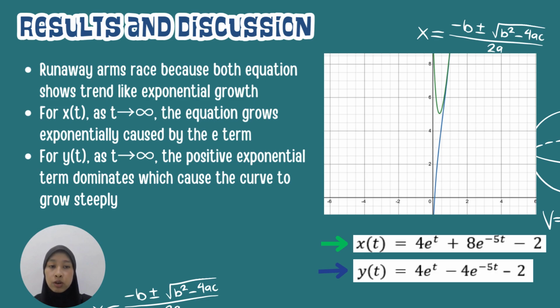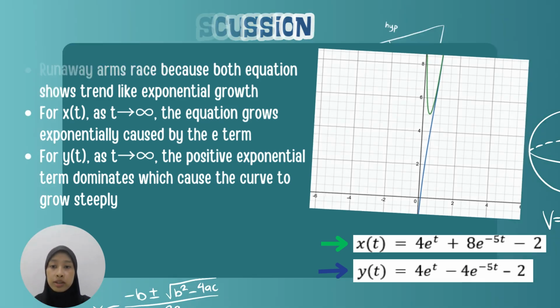For the equation of yt, represented by the blue curve, it starts in the negative region due to the negative term. As t approaches infinity, the positive exponential term dominates, which causes the curve to grow steeply.